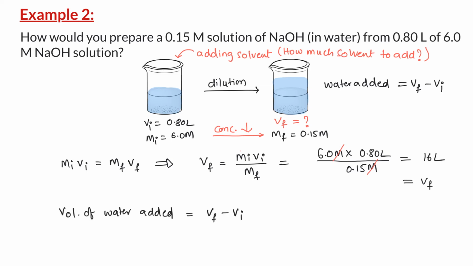The volume of additional solvent to be added is equal to the volume of the final solution minus the volume of initial solution, that is 16 liters minus 0.80 liters. We get 15.20 liters of water. So we take the initial solution and add 15.20 liters of water to make it diluted.